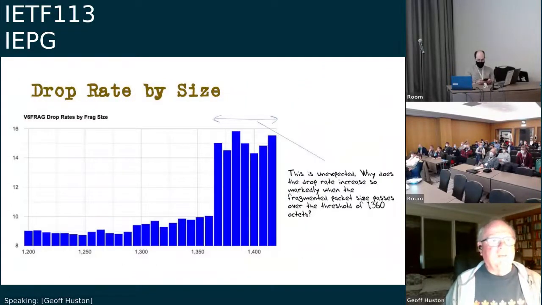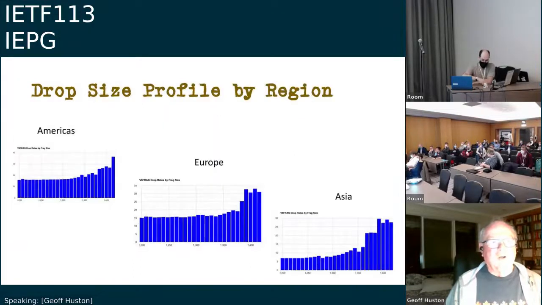Okay, big surprise. This is the drop rate by packet size. 7%, in this case, 9%, 9%, and so on. As soon as you get to 1360, it jumps up. Huh? No idea why. But larger initial fragments tend to be a lot worse. A lot worse. And I kind of broke this up by region.